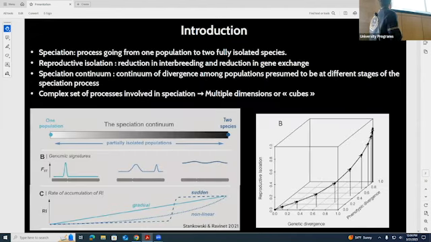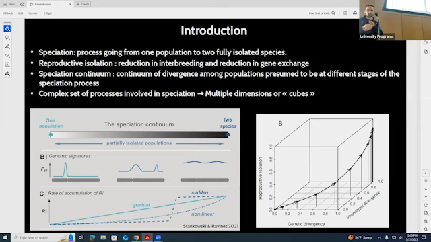So a few general words on speciation first. This is a complex evolutionary process that goes from one population, so we can start here, to two different species that are fully isolated. I'm going to use a few terms here like barrier to gene flow or reproductive isolation. By reproductive isolation, I mean the reduction in interbreeding between the populations and also the reduction in gene exchange between populations.